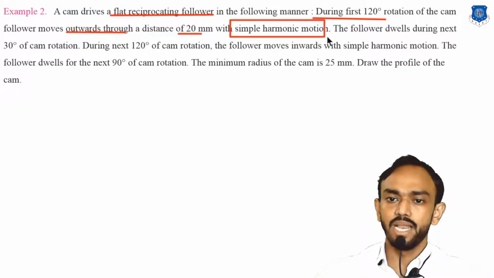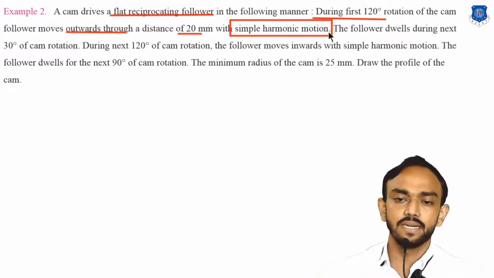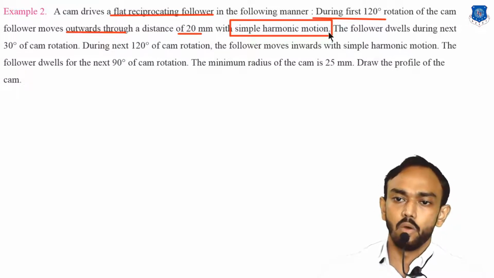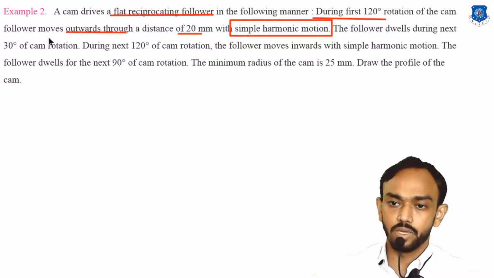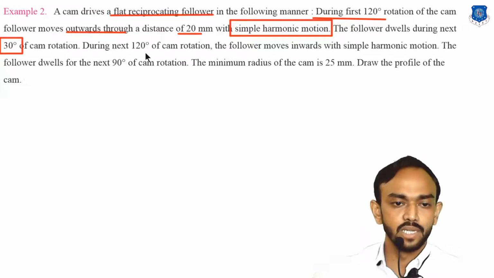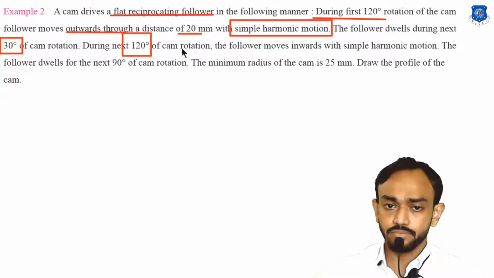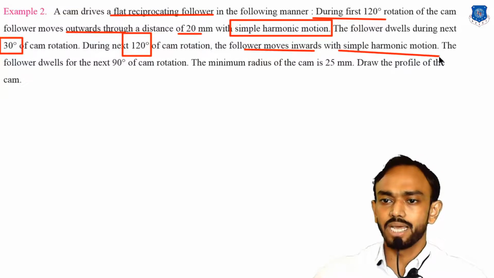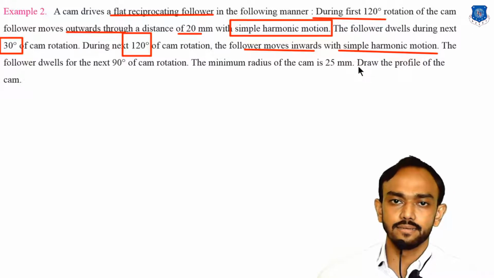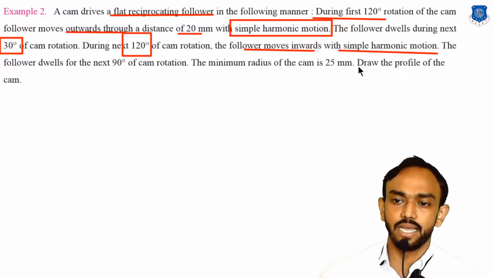With simple harmonic motion, our displacement diagram will be as per simple harmonic motion for the rise. The follower dwells during the next 30 degrees, so theta 2 is 30. During the next 120 degrees, the follower will move in the inward direction with simple harmonic motion. So for inward and outward, both rise and return, the SHM method is applied for the displacement diagram.